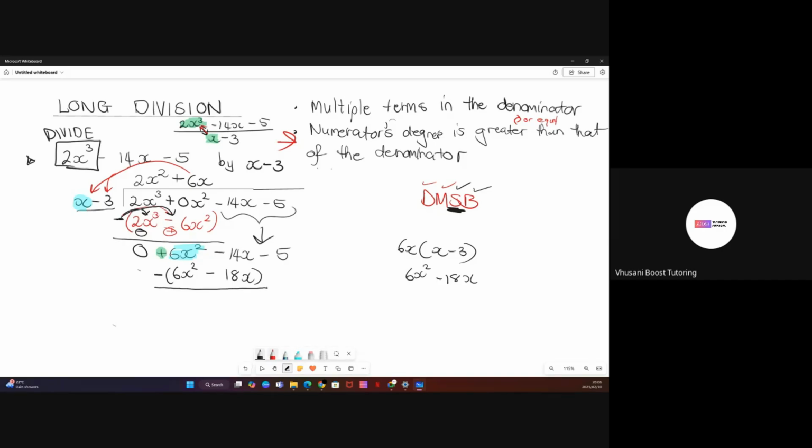And then we do the exact same thing now. So we multiply this negative inside. So we'll have a negative 6x squared and a positive 18x. Okay, so let's minus the two together. So we have a 6x squared minus 6x squared, so that's 0. Negative 14x plus 18x. That's going to leave us with a positive 4x. Then what do we do over there? We bring down the negative 5. And then I have one more question to ask you guys, can we perform long division? Can we still perform long division in this case?